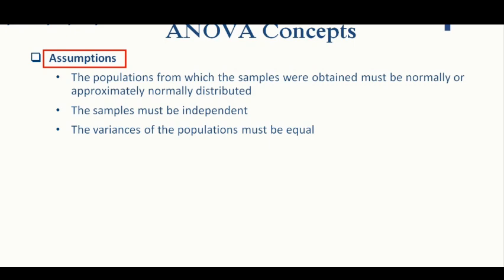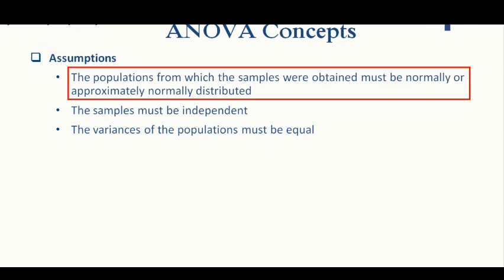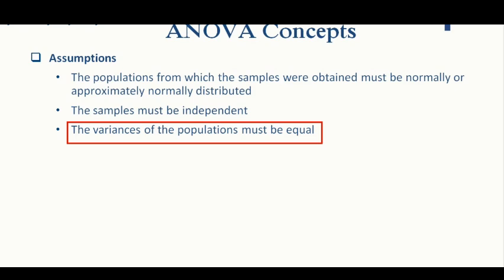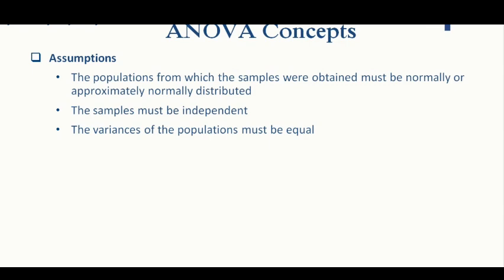So, the assumptions behind analysis of variance are as follows. The populations from which the samples were obtained must be normally or at least approximately normally distributed. The samples must be independent and the variances of the populations must be equal. So just as we had the assumptions for conducting the t-test for two sample means, these are some assumptions which we have to make before doing the analysis of variance.